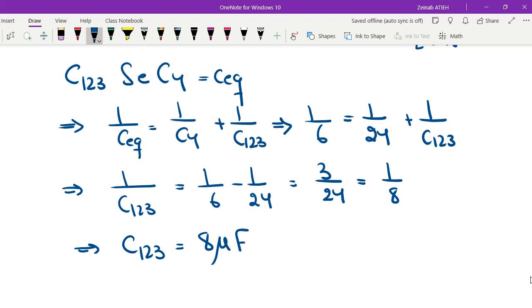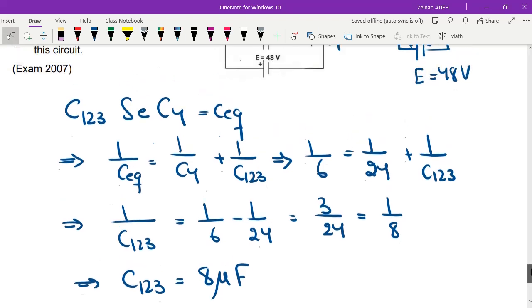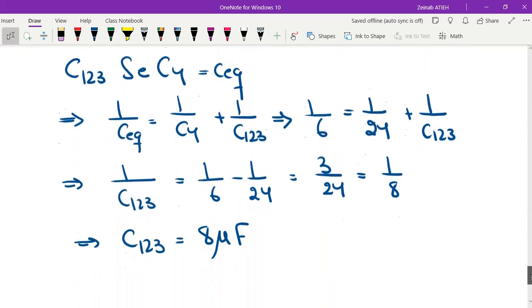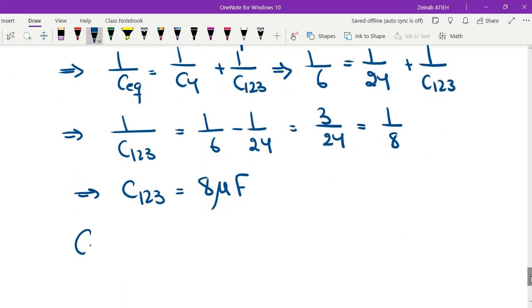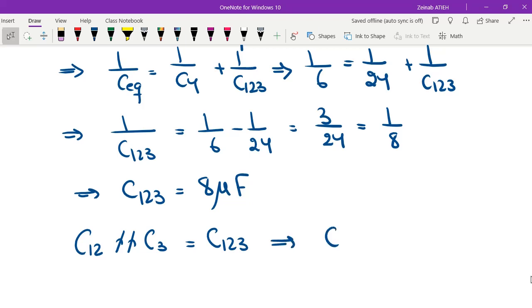Now, C1234, who is in its place? It is the equivalent of C12 and C3. C12 and C3 were in parallel. So C12 was in parallel with C3, and they gave me the equivalent C123. Okay? They are in parallel, implies C123 is equal to C12 plus C3. In parallel we add them.